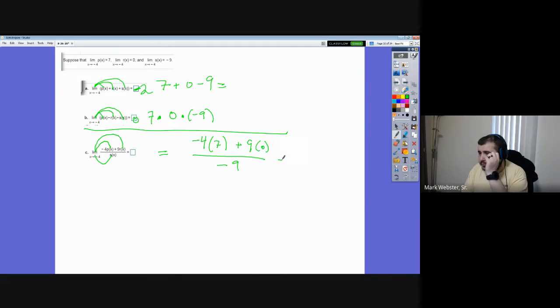So then we're just going to simplify. This is -28 plus 0, so I'm going to ignore that, minus 9 down here. And then I'm just going to simplify because the negatives cancel out. 28 over 9. If I presume they're going to ask for a fraction in simplest form, you would give them this.